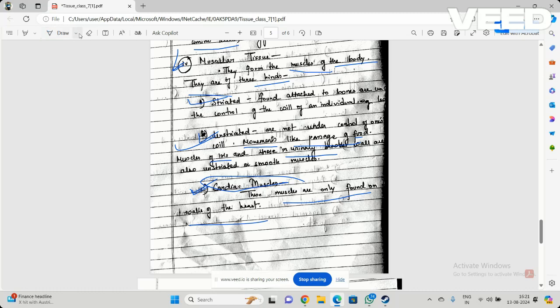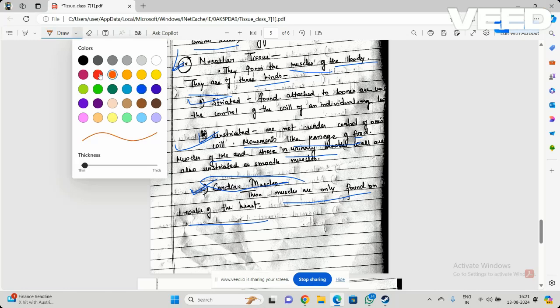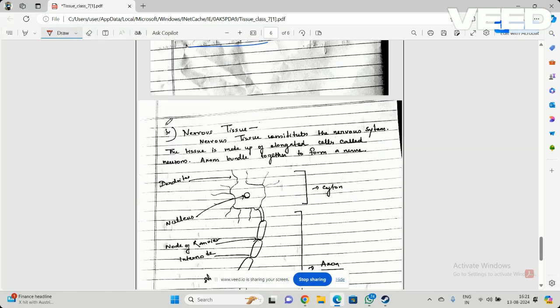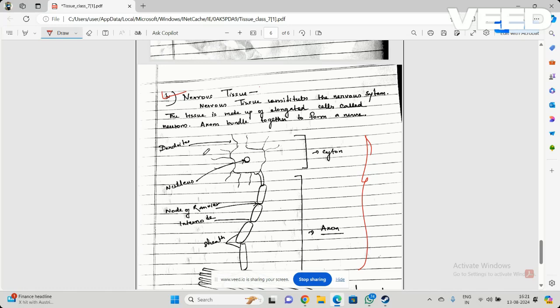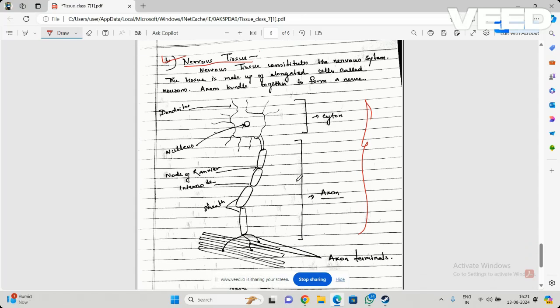Last point, a small topic which is known as nervous tissue. It is not that much important. You have to draw the structure of the nervous tissue completely, and we have a chapter on the nervous system. In that chapter I will completely discuss nervous tissue. But for this topic, in short, I am explaining the nervous tissue.